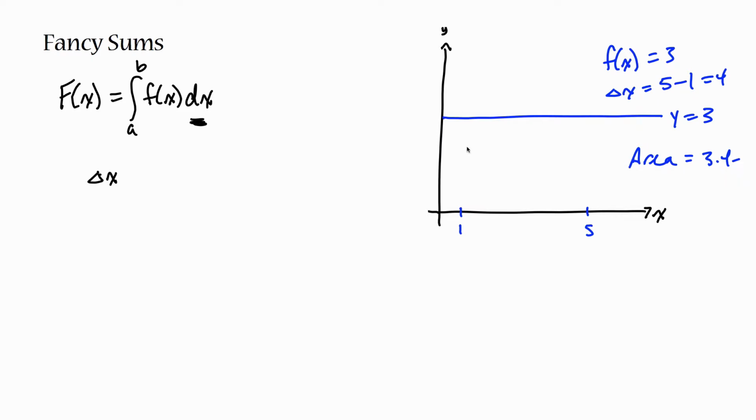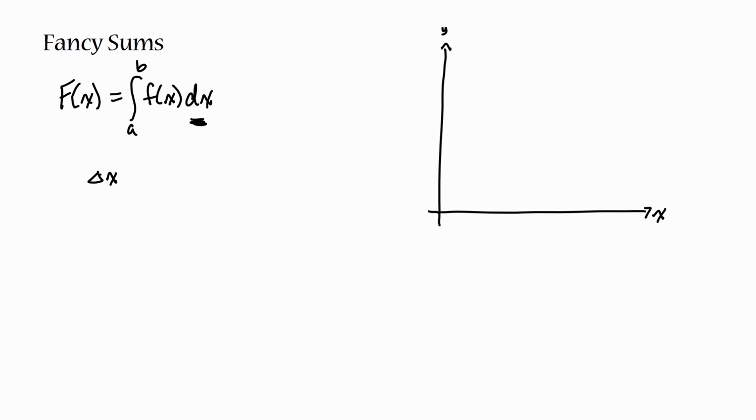That sucked. Let's try that again. The simplest curve to find an area under is just a straight horizontal line. Let's call this one y is equal to 3. And I want to know the area under the curve between x is equal to 1 and x is equal to 4.